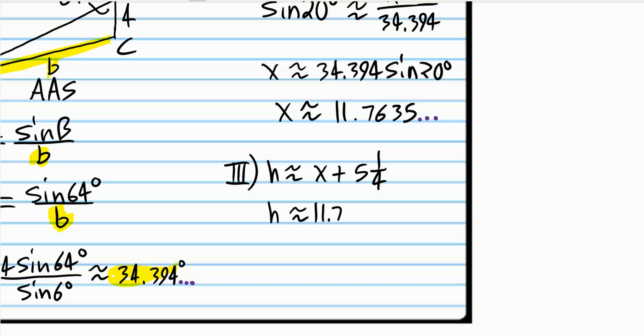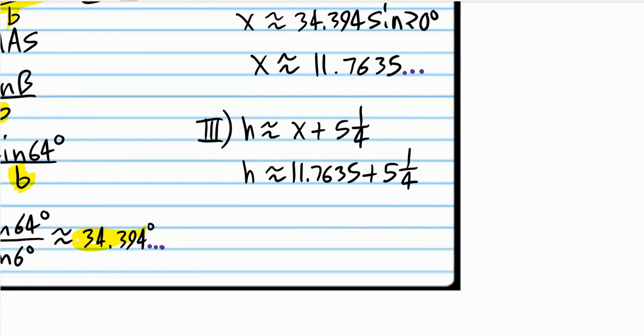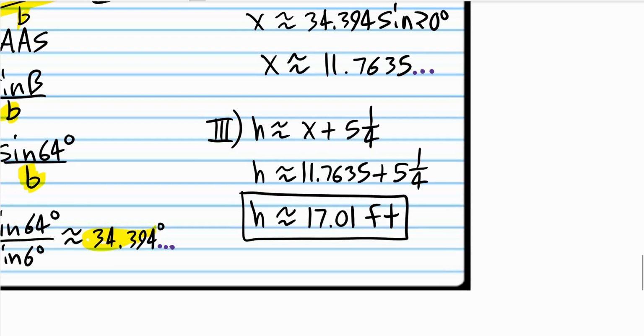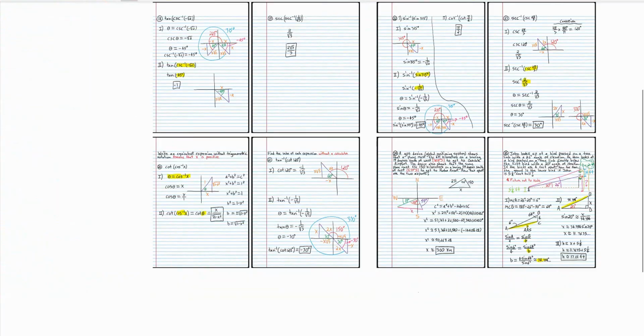So that's 11.7635 plus 5 1/4. And you should have this number still in your calculator. So we're going to add 5.25. That's the easiest way to enter that into your calculator. So the height is approximately equal to 17.01 feet. If you got that answer, excellent. So that was the class today.